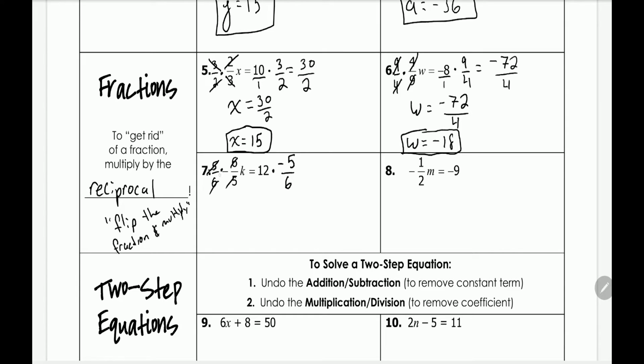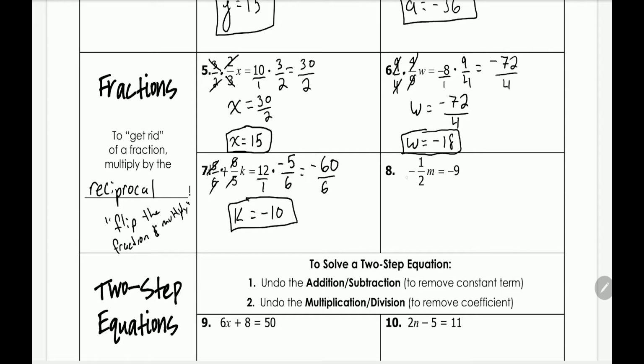And we have two negatives. If we multiply those together, we get a positive. Alright, so we're just left with k on this side. Well, time to multiply fractions again. So we have 12 times negative 5. That gives us negative 60. 1 times 6 is 6. And then we don't really have to rewrite this one since it's kind of easy. So we have negative 60 divided by 6. Well, that gives us negative 10. And that's our answer for number 7.